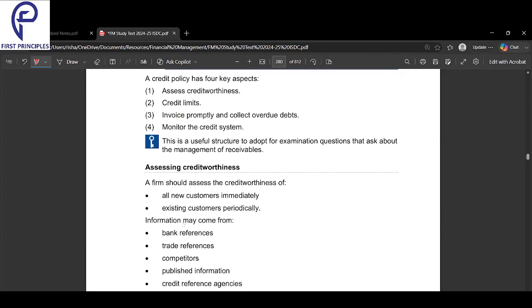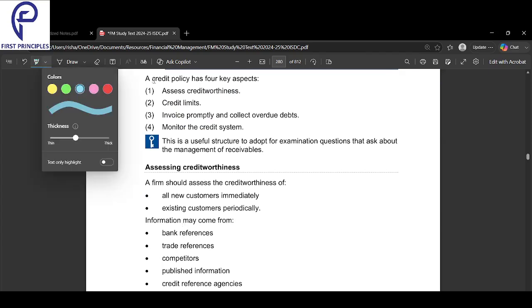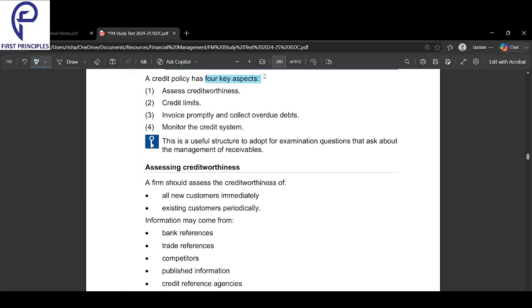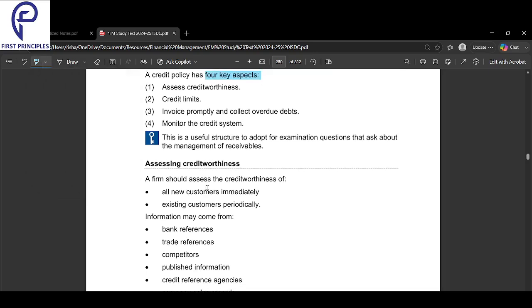So now you look into this: the credit policy has four aspects. In your credit policy, there have to be four aspects. What are the four aspects of credit policy? Let's look into that.